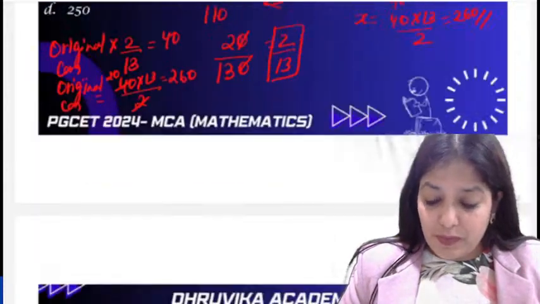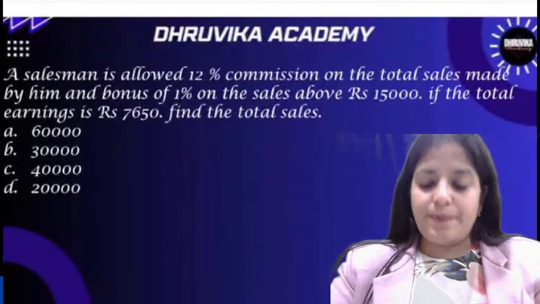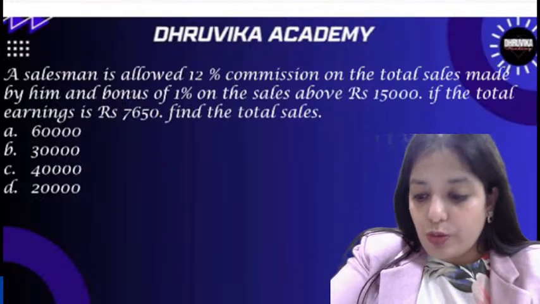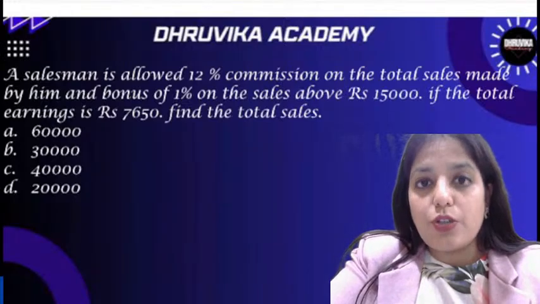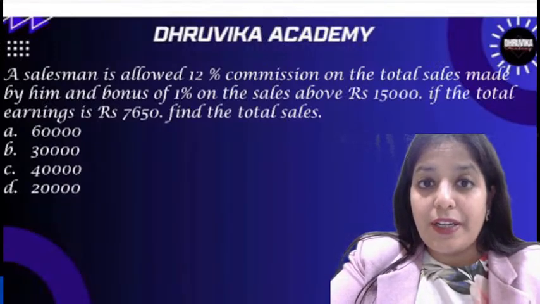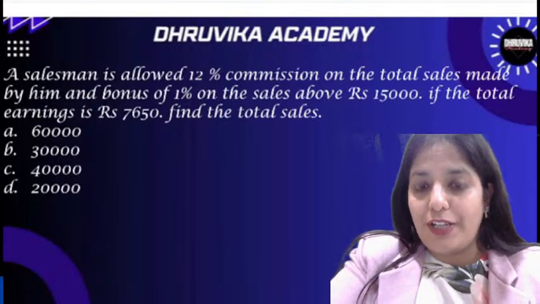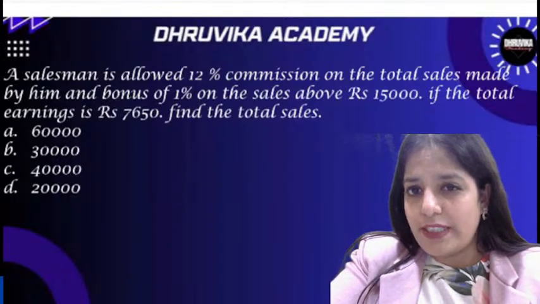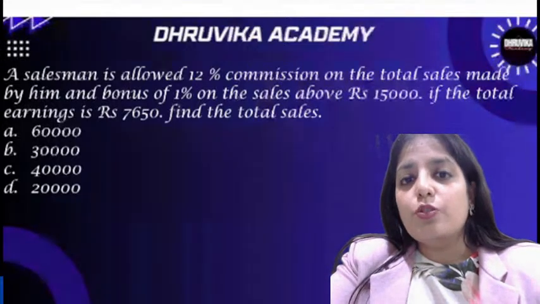Okay, now next important question. Next very important question. It says a salesman is allowed 12% commission on the total sales made by him, and a bonus of 1% on the sales above rupees 15,000. If the total earnings is rupees 7,650, find the total sales. See, you can solve this question by the traditional approach, but here I am only telling you the trick to solve this question quickly. Okay, so what are they saying?